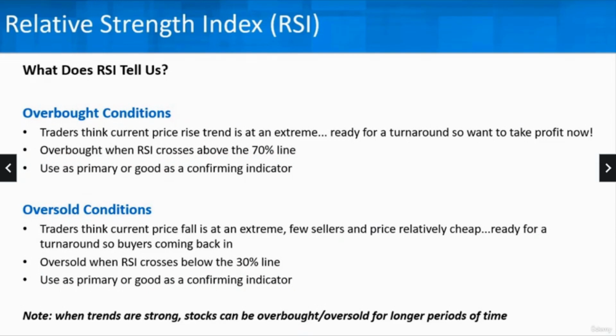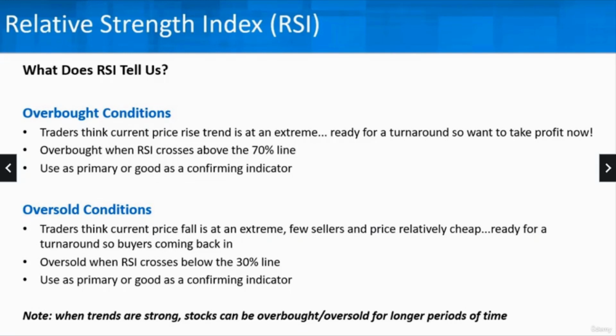So if you think about an overbought condition, traders are thinking the current price rise trend is at an extreme, right? It's overbought. The prices have gone up to the top. And traders are starting to think, oh, it's starting to settle down now. There might be fewer people coming in to buy. We might be ready for a turnaround at any moment where the prices start falling. So we might want to take our profits now. We might be getting towards the peak.